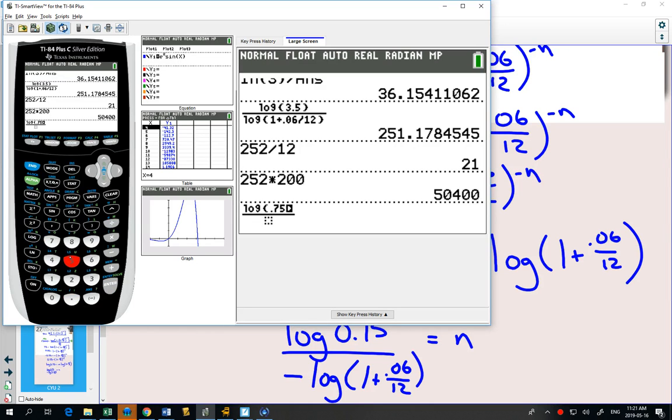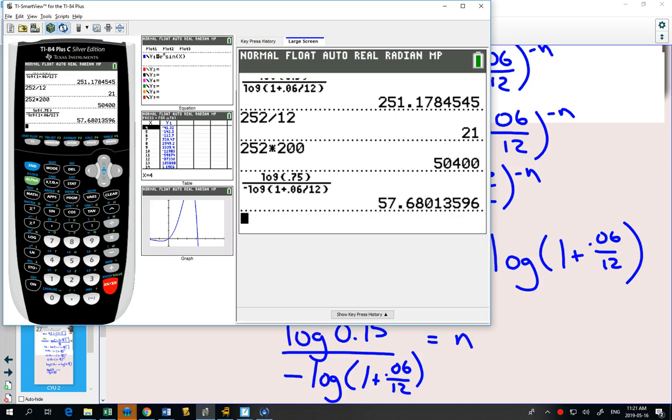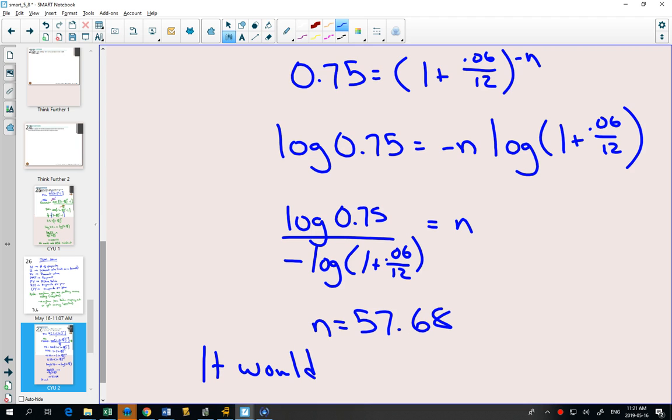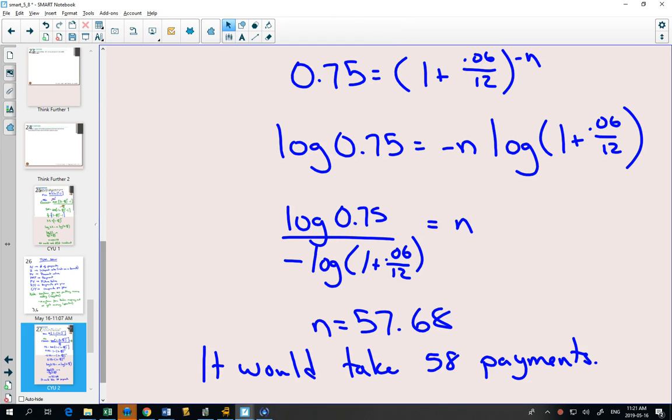log 0.75 divided by negative log 1 plus 0.06 divided by 12. 57.68. So because it's a word problem, we need a statement at the end. It would take 58 payments.